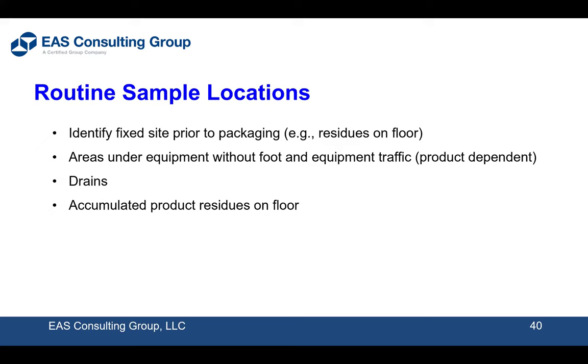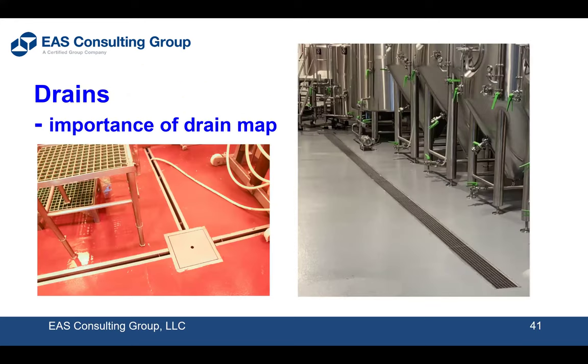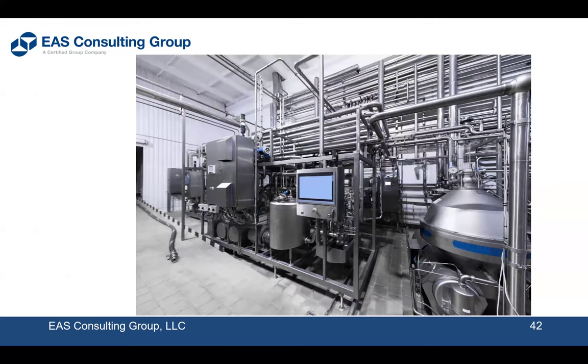What flows into that drain? Look for accumulated product residues on the floor. So I can't overemphasize the importance of a drain map. When I do an investigation, I ask, do you have a drain map? And when they tell me none, how effective are your corrective actions? Because if you don't know where the water flows in your facility, then you know that's one area that you may have missed where it's coming from.